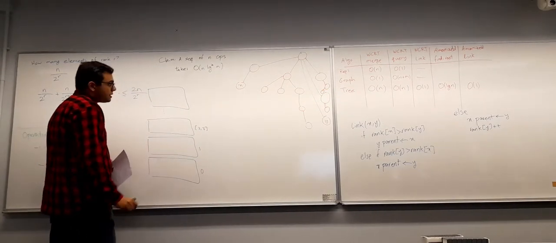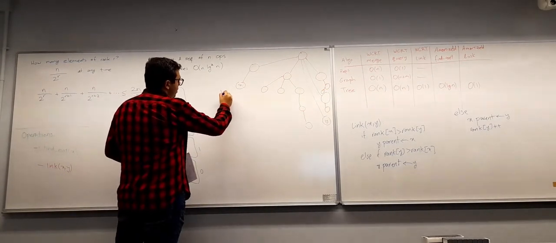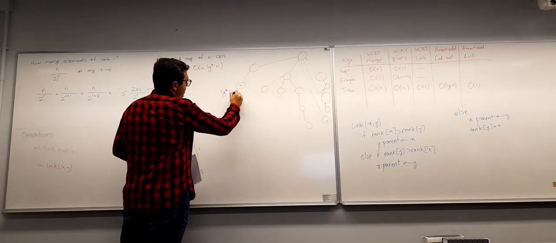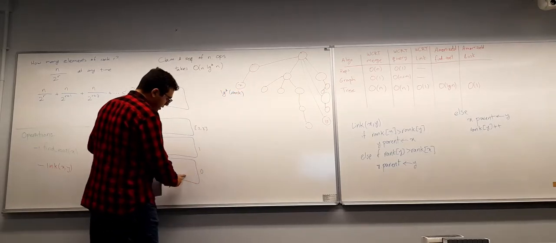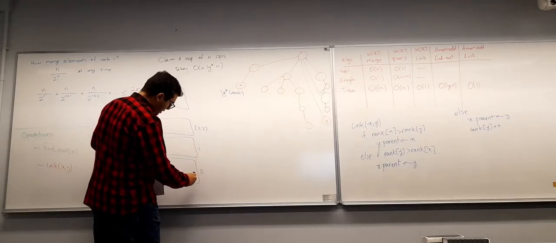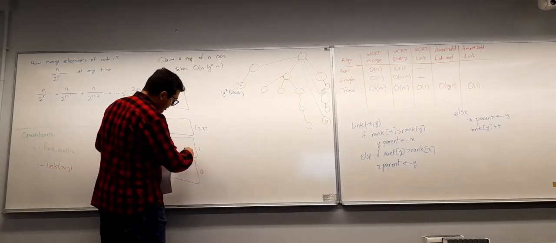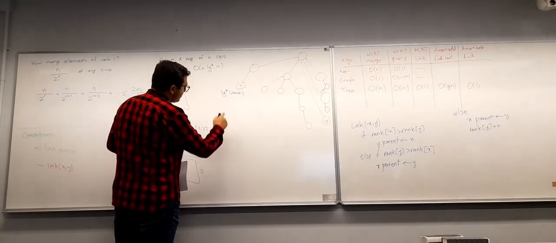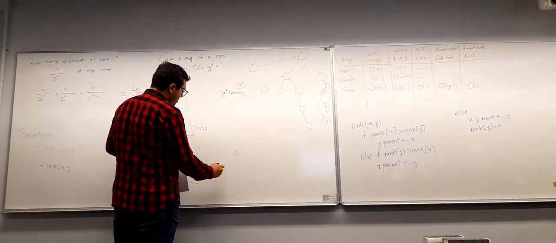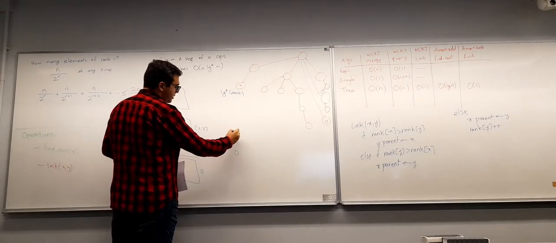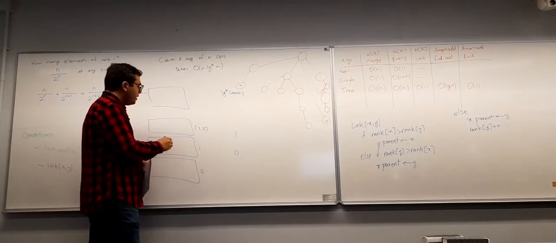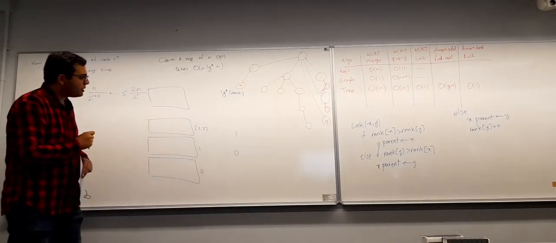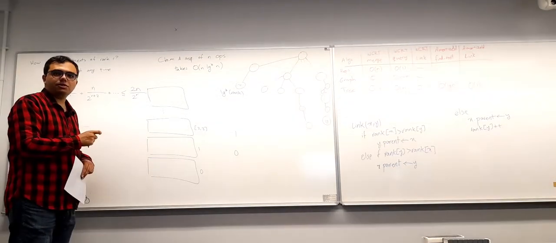So the idea is that if I look at the log star of the rank, these are all the elements where the log star of the rank is 0. These are all the elements where the log star of the rank is 1. Then in the next group, I will have all the elements where the log star of the rank is 2, and so on.